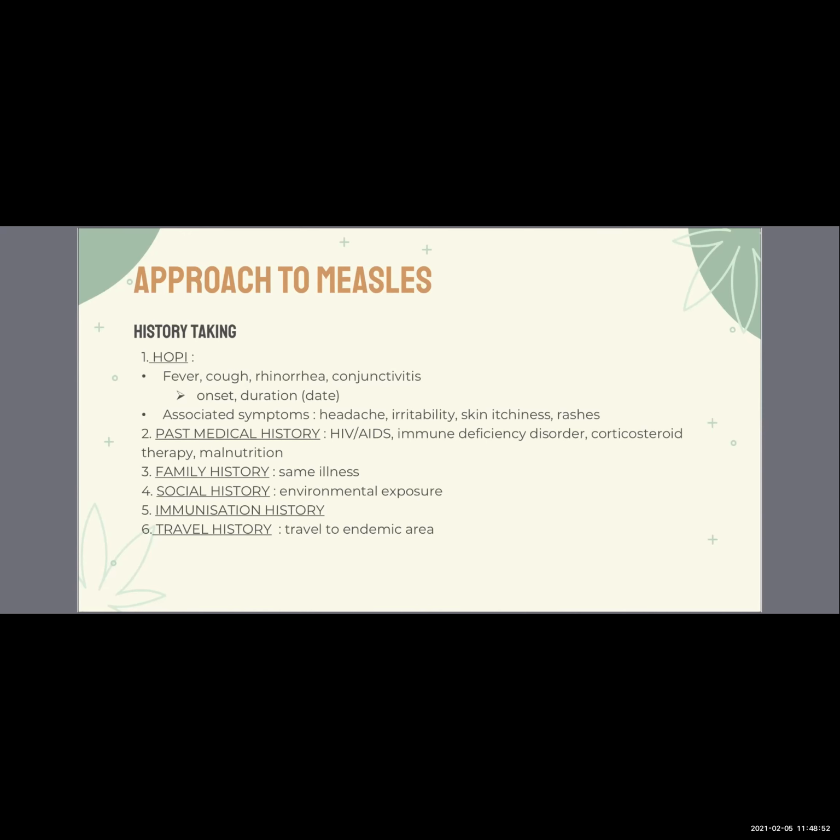The next one is family history. We ask if the patient has been exposed to family members with the same illness, because they may infect the patient. Then social history: whether the patient has been in crowded environments such as a daycare center. Then immunization history, which is the most important part, and also travel history, whether the patient has traveled to an endemic area.